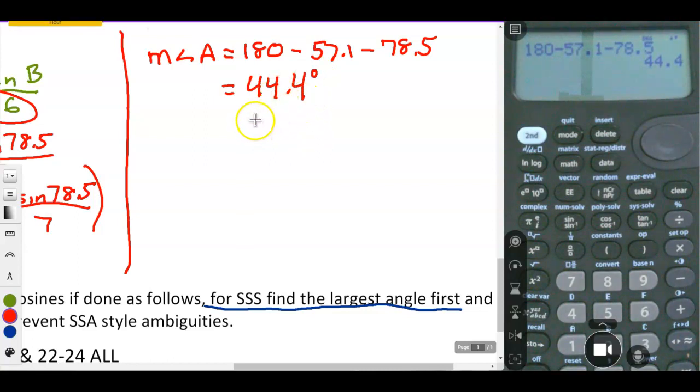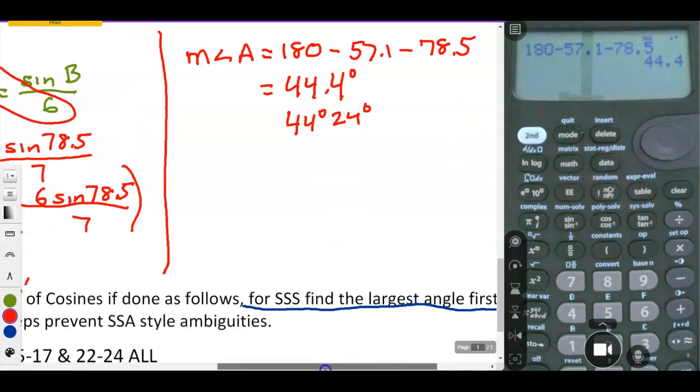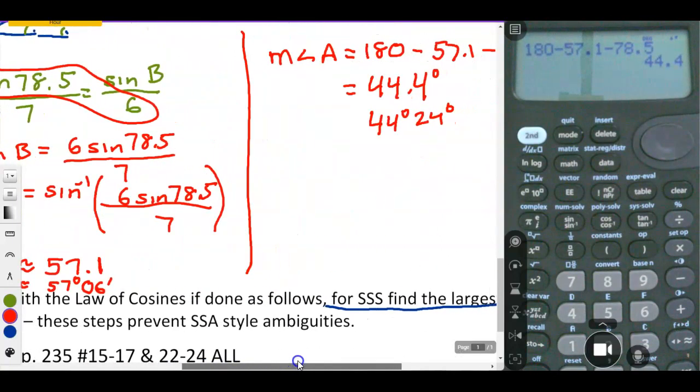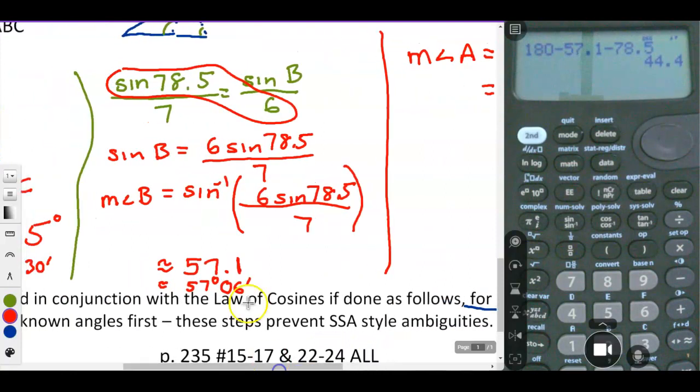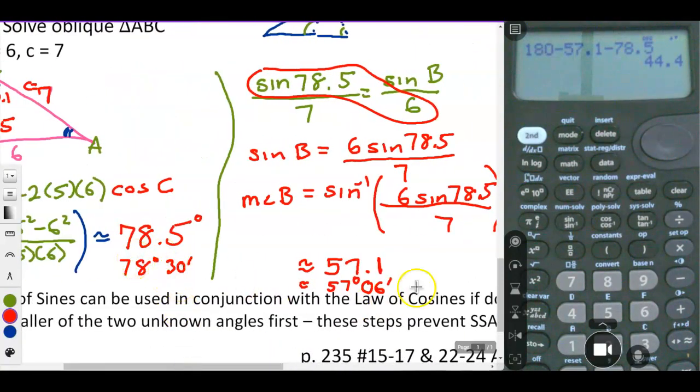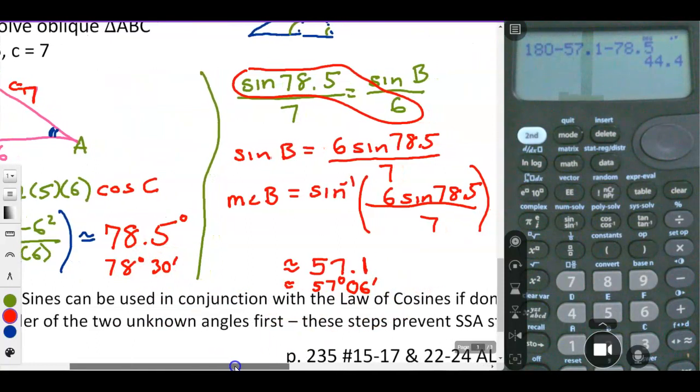Which 4 times 6 would be 24. So there you go. And you can double check the minutes. 24 plus 6 is 30. Plus 30 is an hour. So yeah, those all add up to 180 degrees.